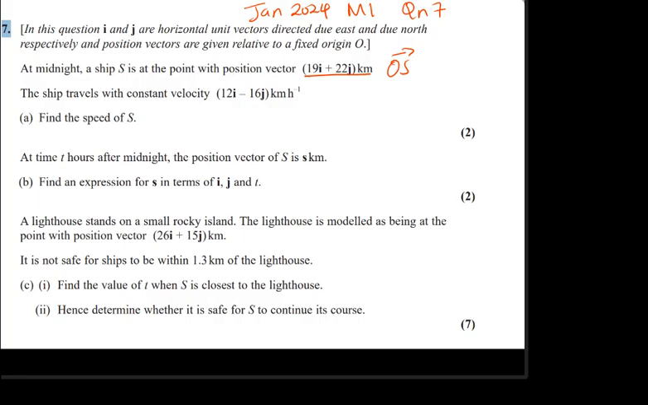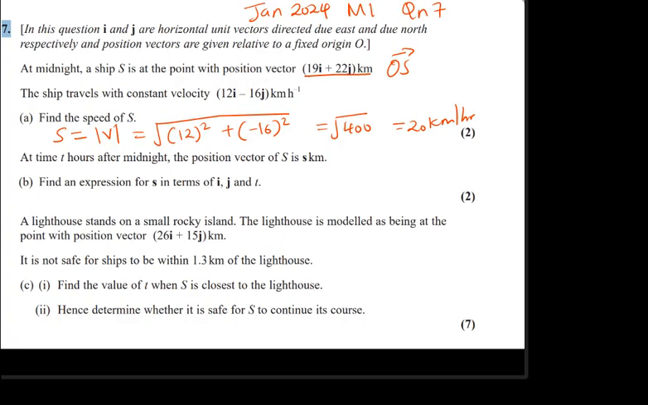So speed is normally given as the modulus of the velocity vector, and the velocity vector has been provided for us here, so we can get the square root of the square of the i component plus the square of the j component. This is giving us the square root of 400, which is basically 20 kilometers per hour.